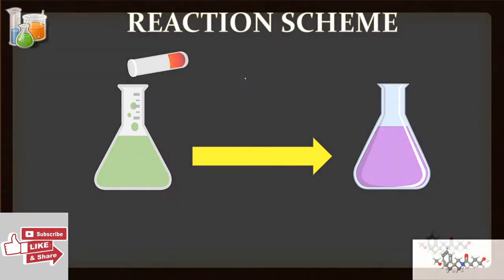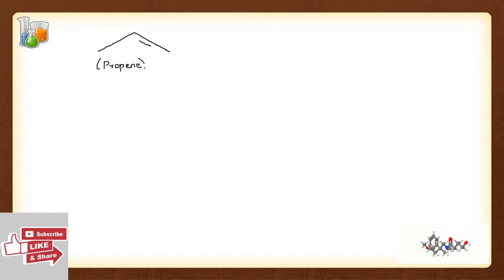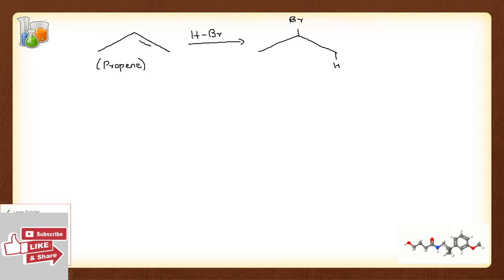Okay, now we can take an example of an organic reaction. The reaction I'm going to take over here is this. This is known as propene, right? Now, when I react this propene with HBr, the product is this product, and on this carbon atom there will be a hydrogen attached.